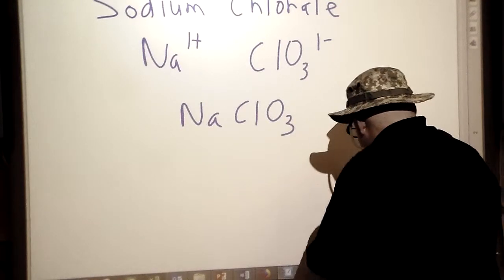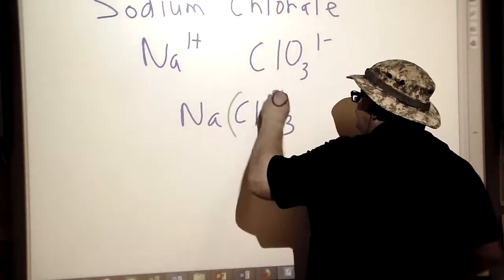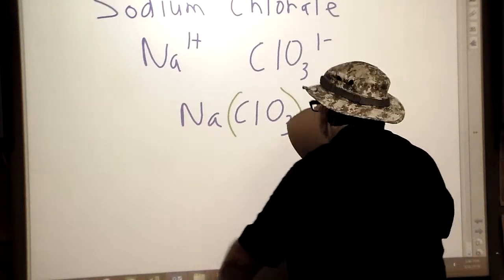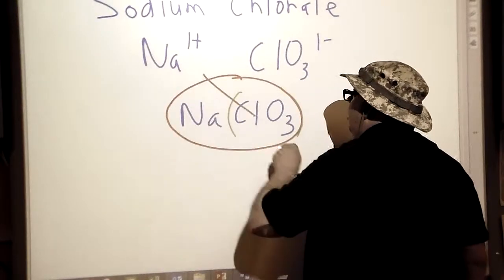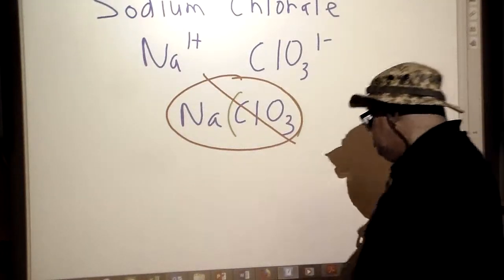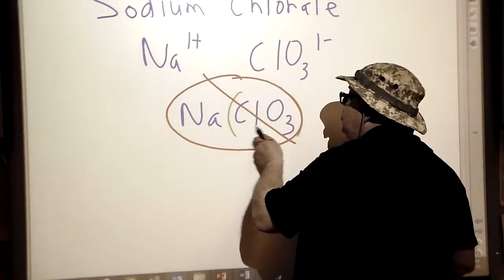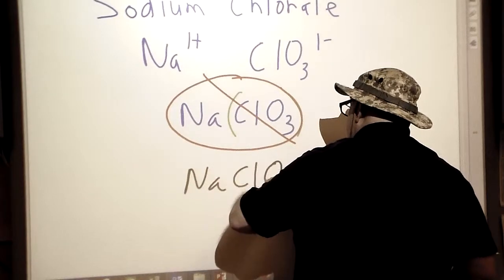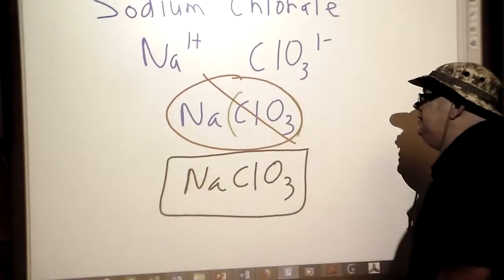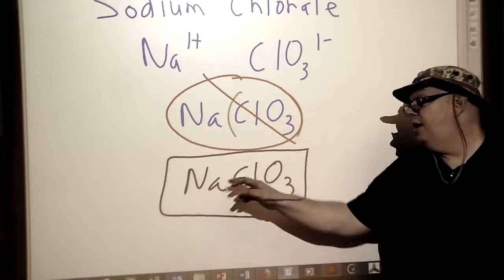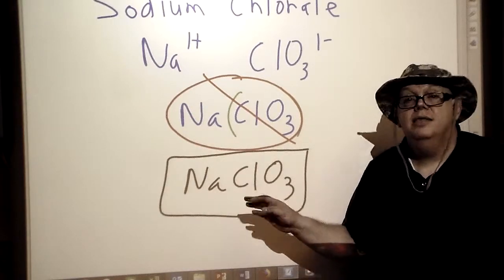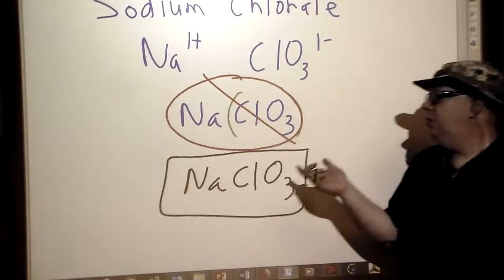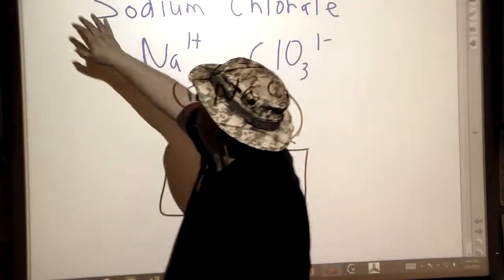Wait, you're forgetting something. Aren't you supposed to do this? No, you don't need to do this because we only need 1 of these. So, NaClO3, this is the correct answer. Na gives us our +1, the ClO3 is a -1. They balance. Okay, so this is the correct thing for sodium chlorate. All right, let's move on to another one.